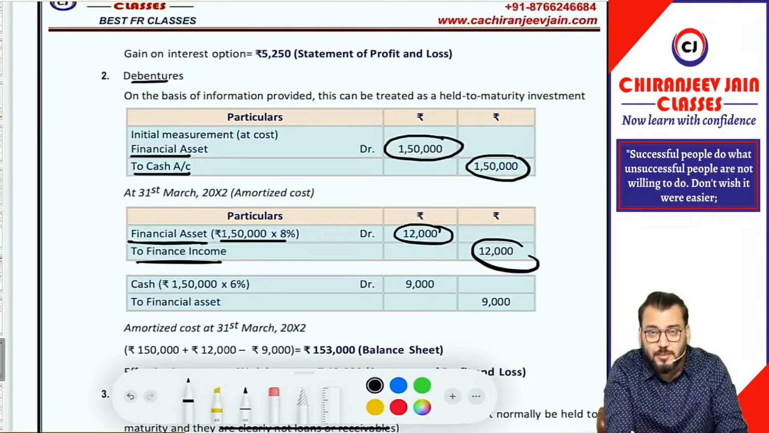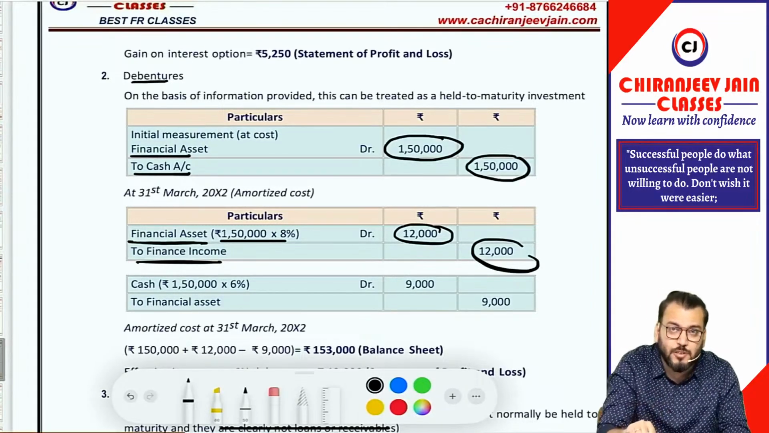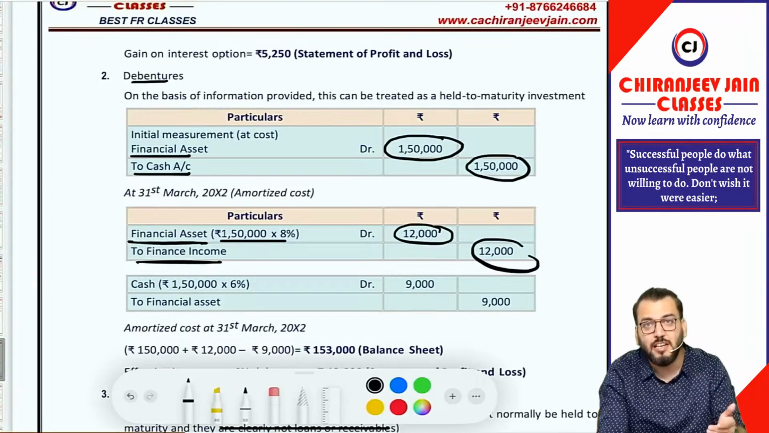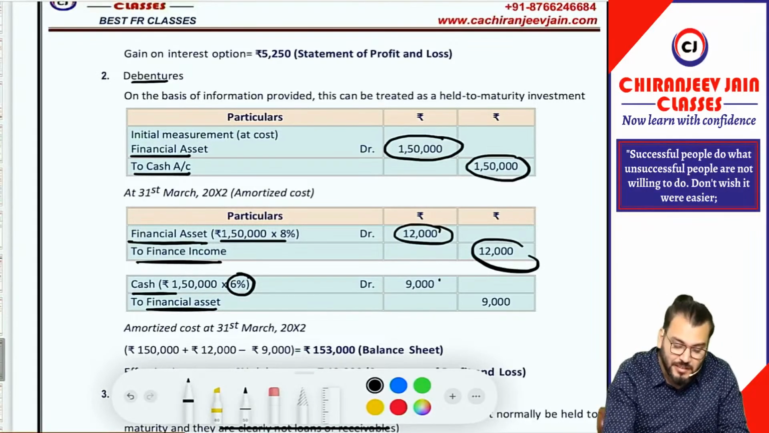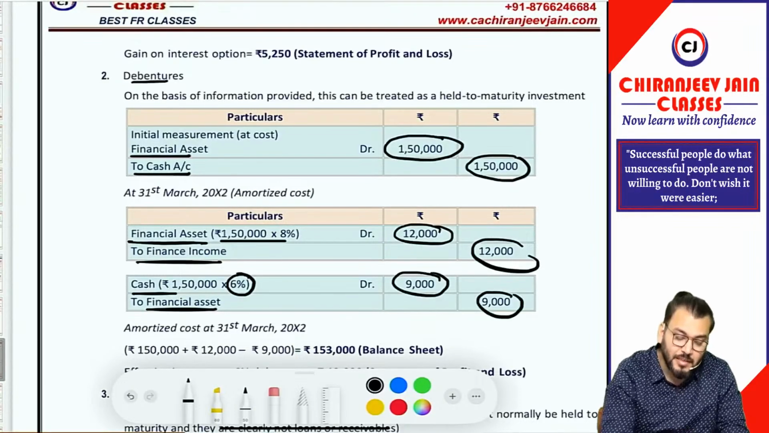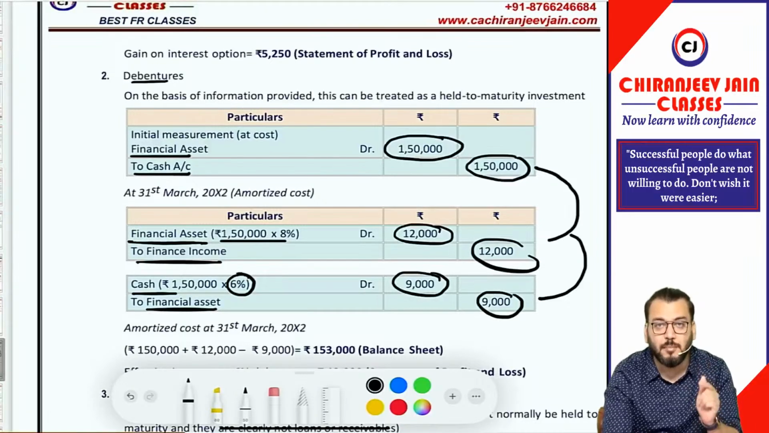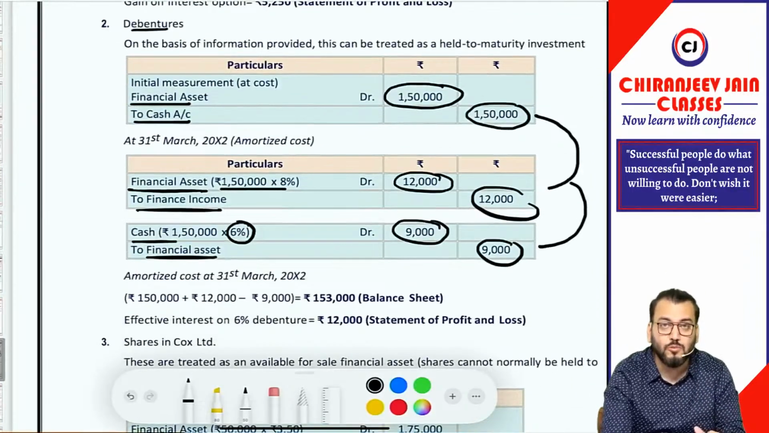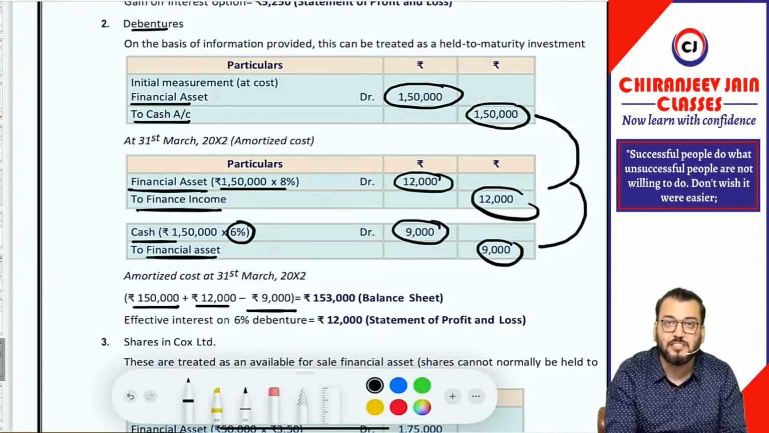But can I say we receive some contractual payment of interest at a rate of 6%? Whatever amount we receive, the journal entry is bank account debit to financial asset, at the 6% contractual rate of interest, that is 9,000. Correct. It means this plus this minus this will be the amortized cost that will come in the balance sheet. So the amount to be shown in the balance sheet will be 1,50,000 plus 12,000 minus 9,000.